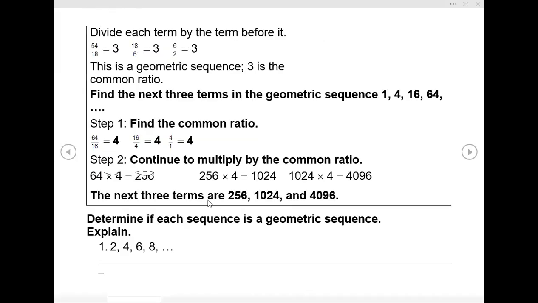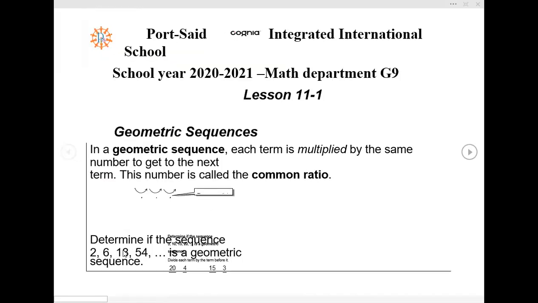For example, 2, 6, 18, and 54. This is a geometric sequence. How do we know that this one is a geometric sequence? We need to find the common ratio. We will divide the second term by the first term.